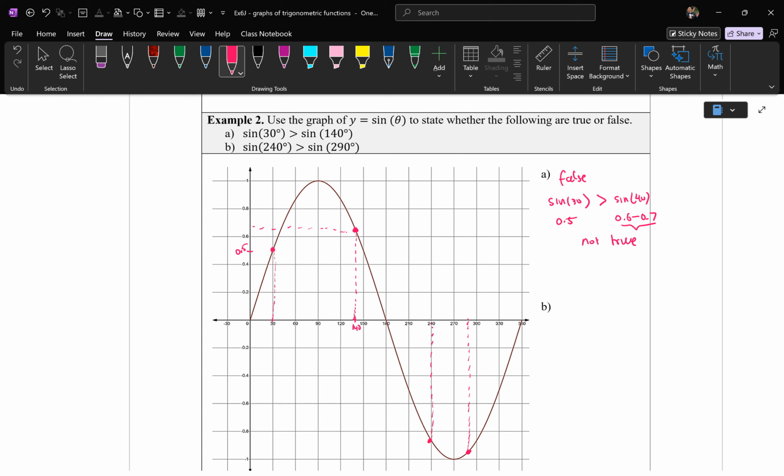So sine of 240, obviously it's not as long, but it has to be the larger value, because it's not as negative as 290. So sine of 240 is not as negative, hence why it is true. 290 is too negative.